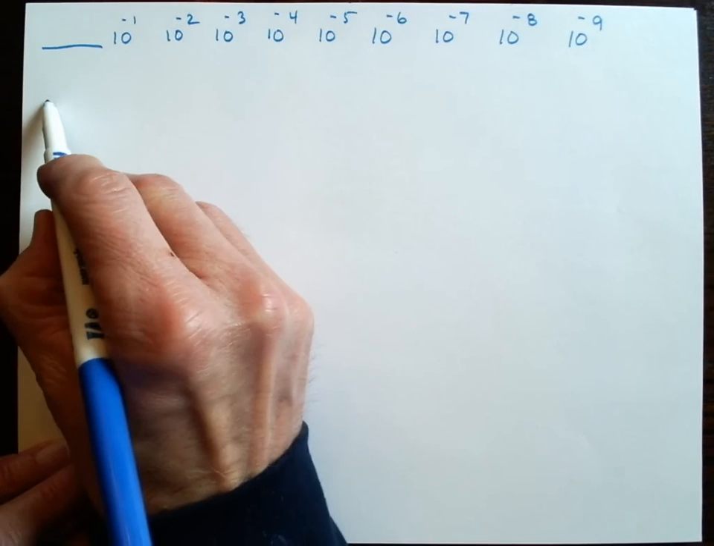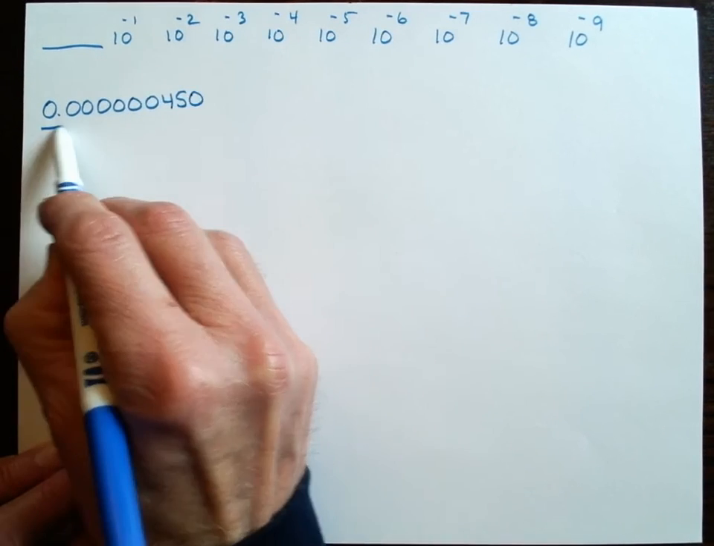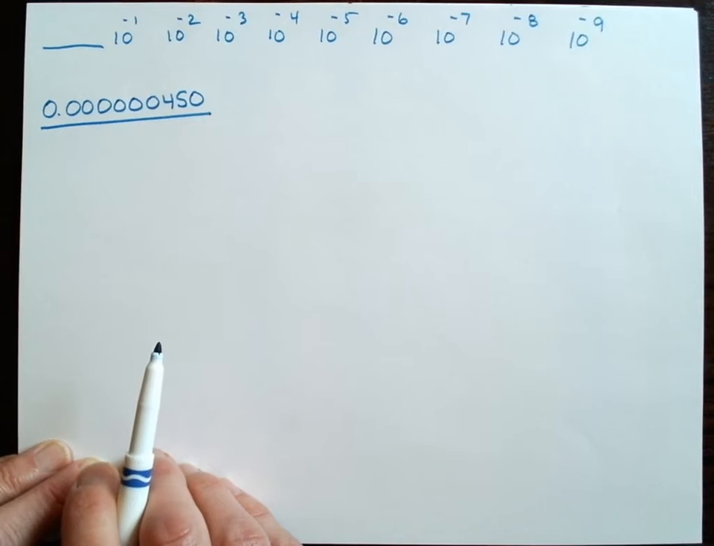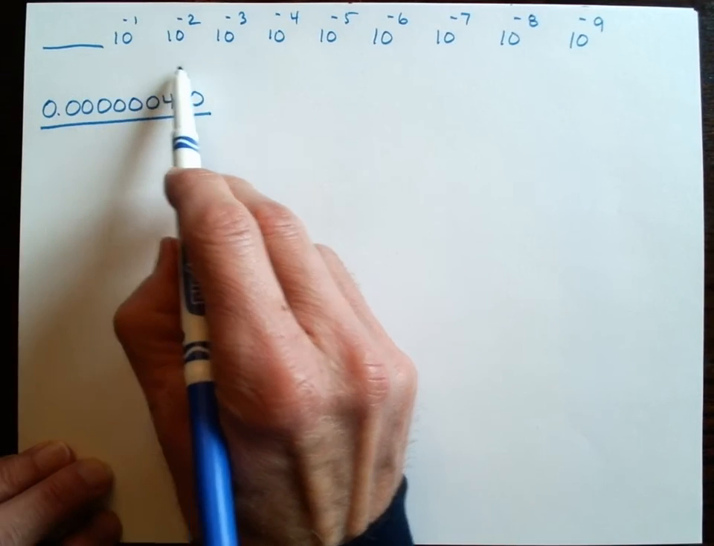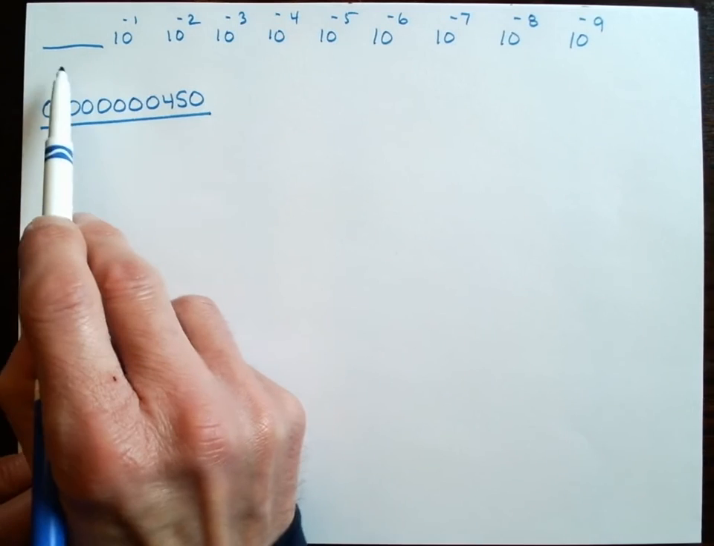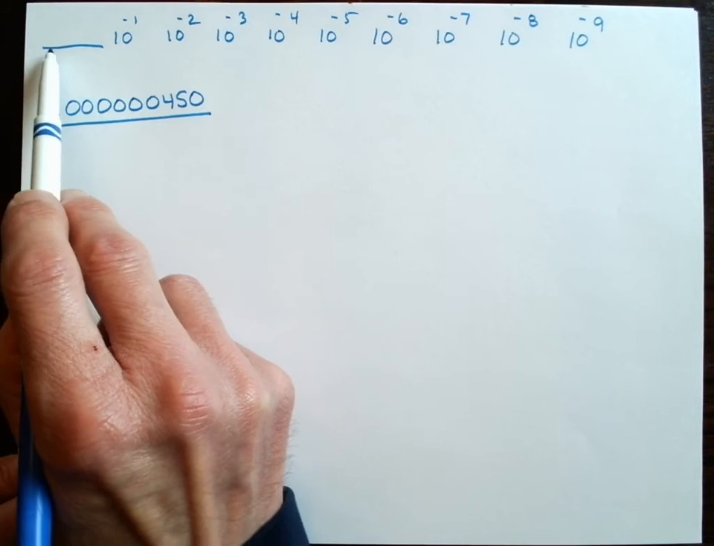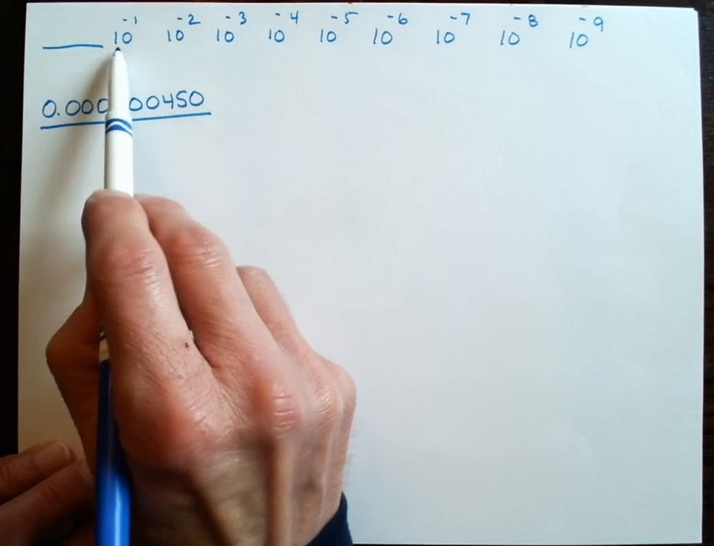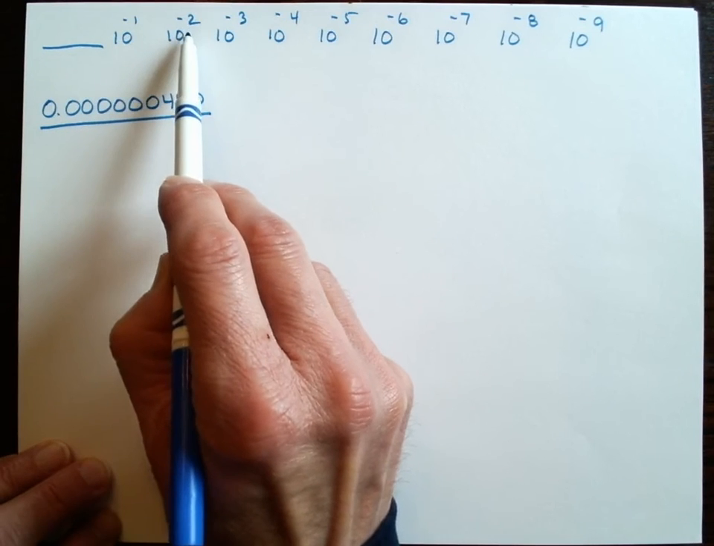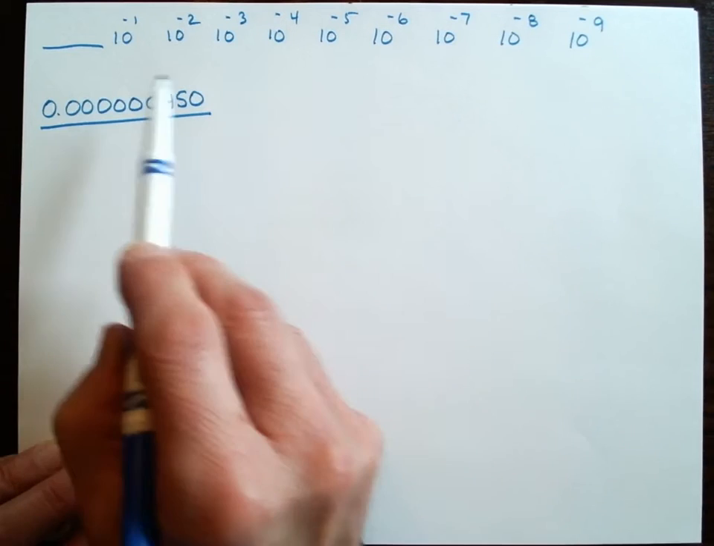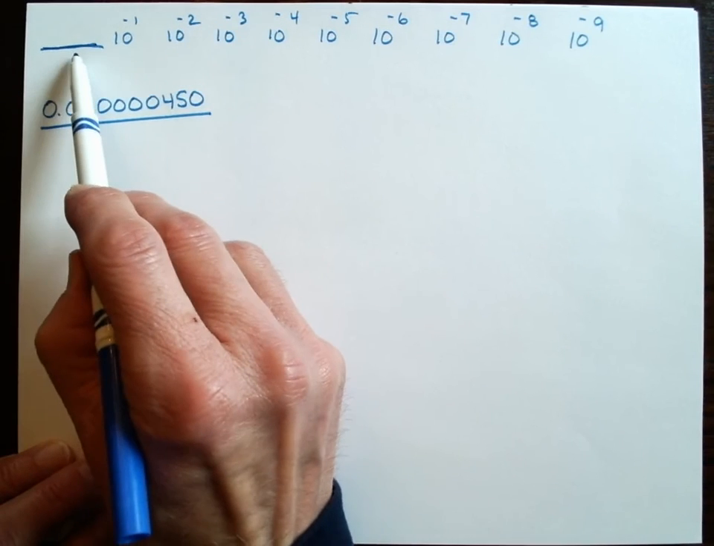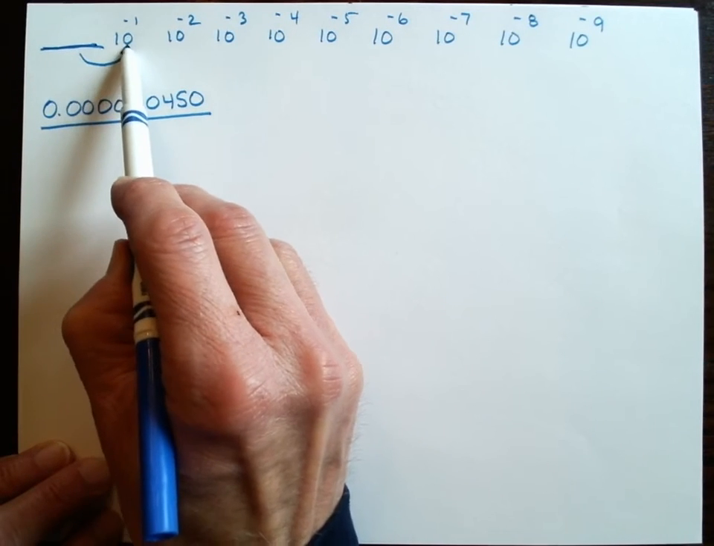Okay, I want to take this number, and I want to write that number in scientific notation. It's a really small number, so we're going to end up moving our decimal in this direction. And you'll notice I have my sheet set up, so I've got the blank space for our number, and then 10 to the minus 1, 10 to the minus 2, and so forth, all the way down to 10 to the minus 9.